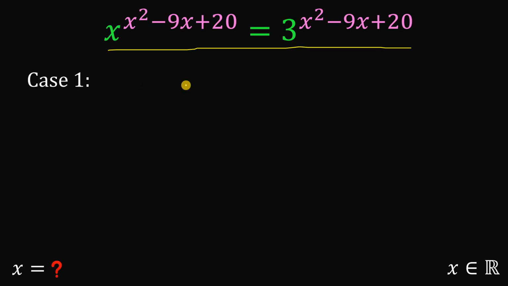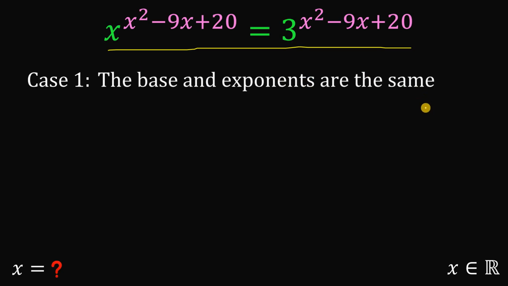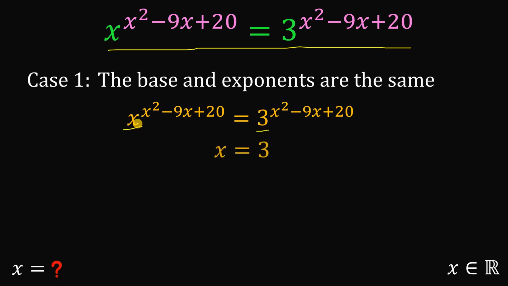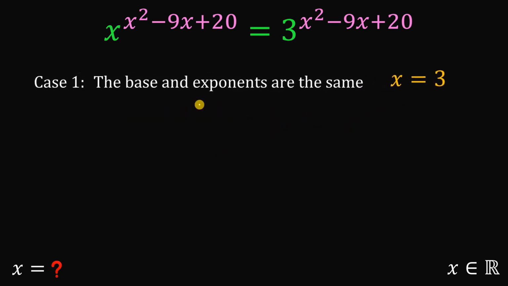For case number 1, the base and exponent are the same thing. If the base and the exponent are the same thing, therefore the left-hand side and the right-hand side are technically balanced or equal. So in this equation, the base is 3, so x here is equal to 3. That is the answer. If we replace all x with 3, then the left-hand side and the right-hand side balance, so x equals 3 is technically a solution to this equation. So for case number 1, our answer is x equals 3.